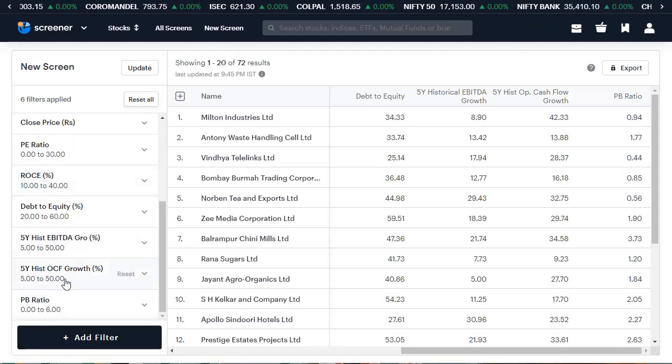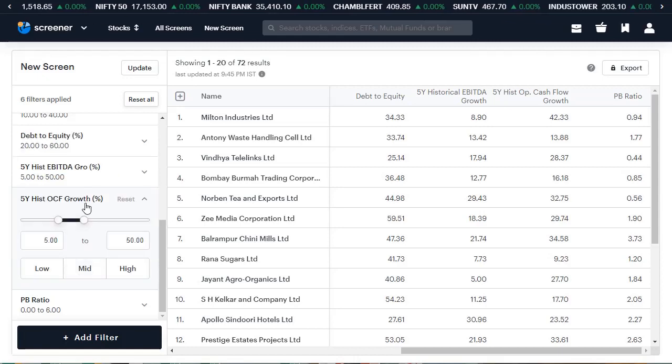The next parameter is the 5-year historical OCF growth. OCF or CFO stands for the operating cash flow. This signifies how much cash the company is generating, and how much cash the company is getting in an overall year from the operating activity, that is the main and primary business activity of the company. I have taken the range of again 5 to 50 as the growth of the cash flow from the operating activities for a 5-year historical time frame.